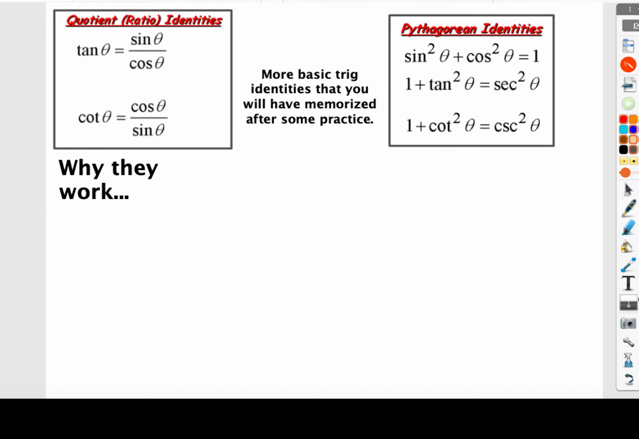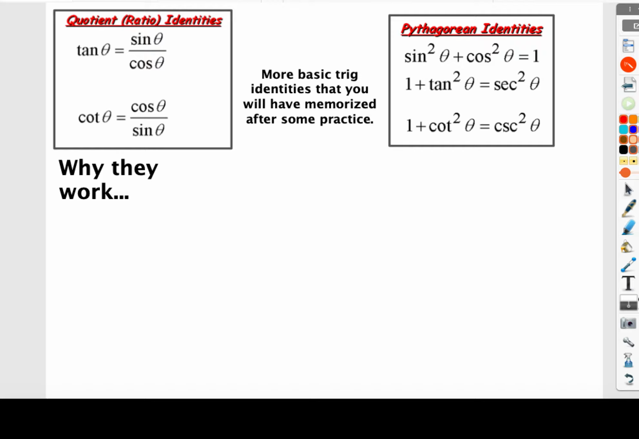All right, this video is going to talk about a few different trig identities. Again, a trig identity, or trigonometric identity, is just an equation that's always true. So things like the cosecant, again, is the same thing as 1 over the sine of theta. Up top here, we've got what we call the quotient identities, and on the right, the Pythagorean identities.